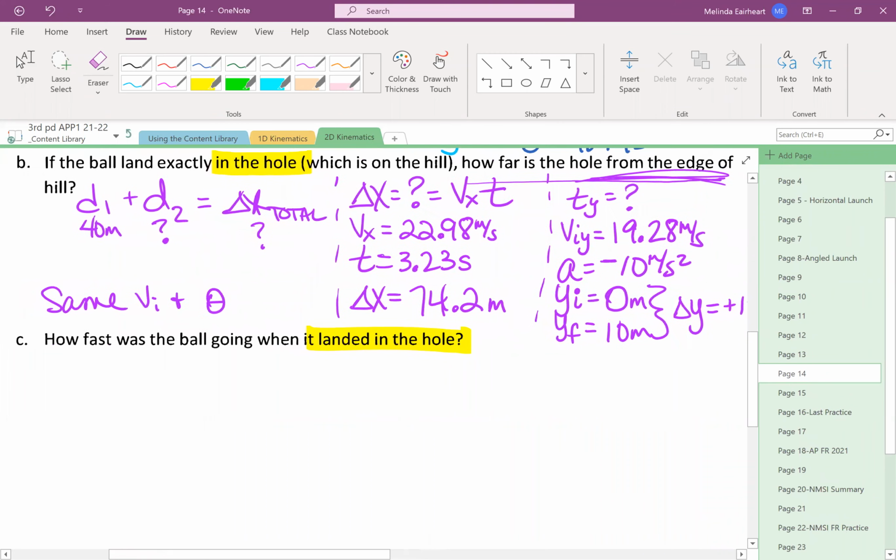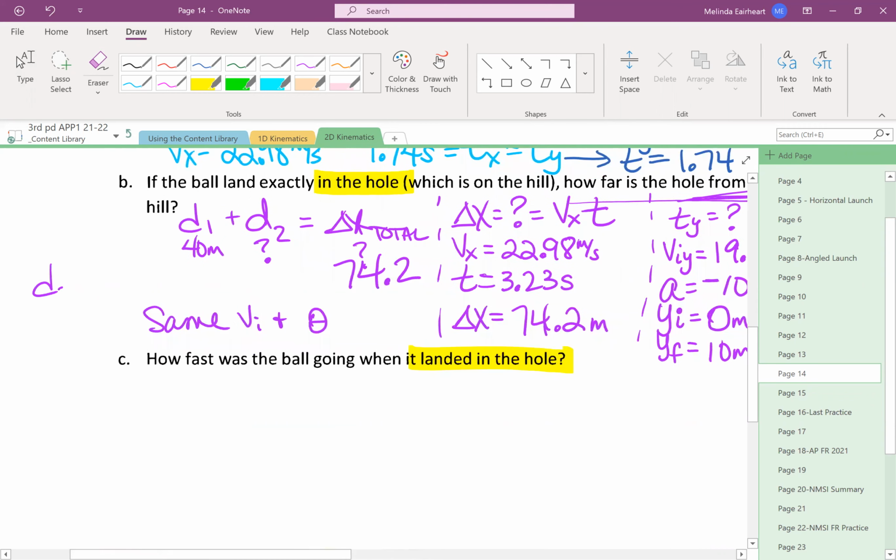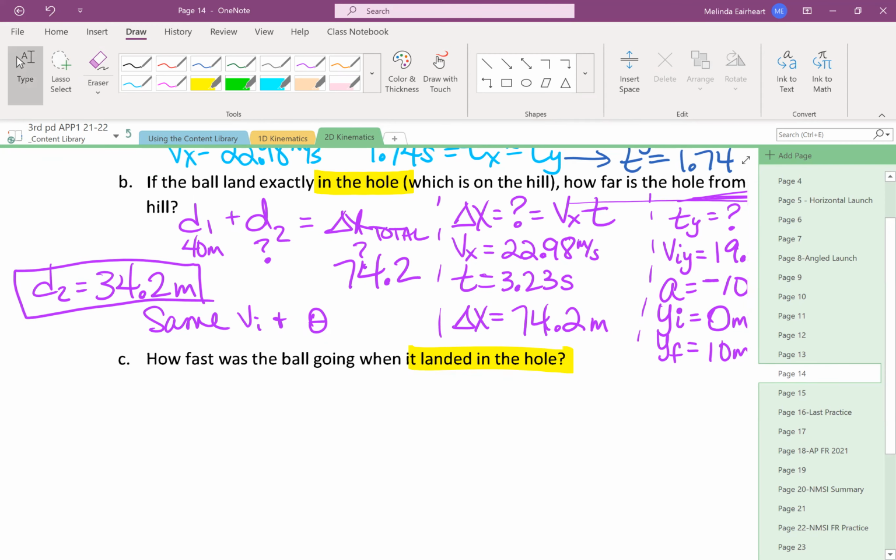But one more step. What do we do to get our final answer? Say again? Subtract 40. And so that D2, from the edge of the cliff to the hole that they asked for, I've got to subtract that first distance given, 40. And so we should get 34.2 meters. That's our final answer, okay? Questions on B?